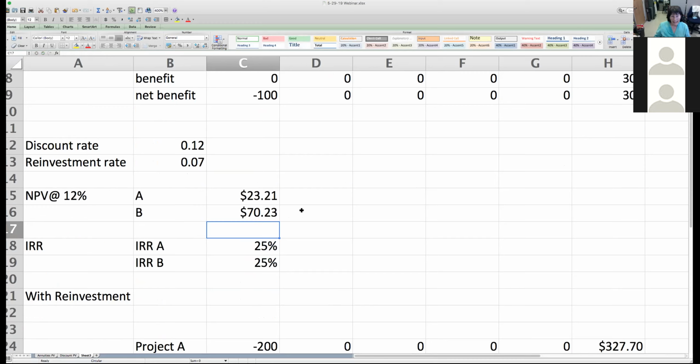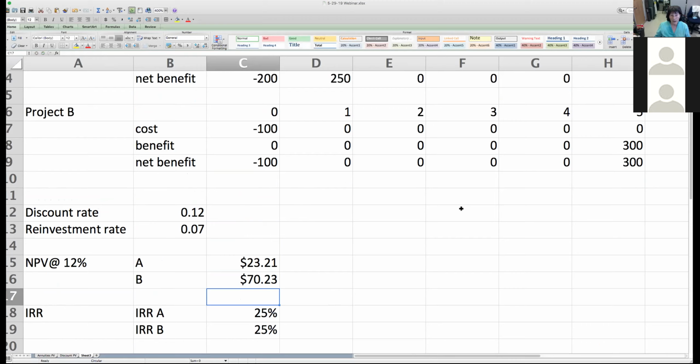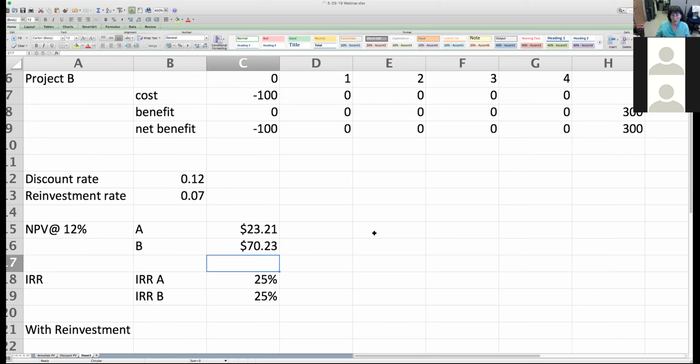$70.23. So again, you're saying to yourself, well, B looks pretty good, but you really have to wait 5 whole years to get this. And it may be that you're really not sure about these numbers. $300, are we really sure that we're going to get $300 in 5 years? It can be a little dicey. So that's some of the problems we deal with when we do these, so we try to build in some different ways to look at it. And that's what the IRR is.